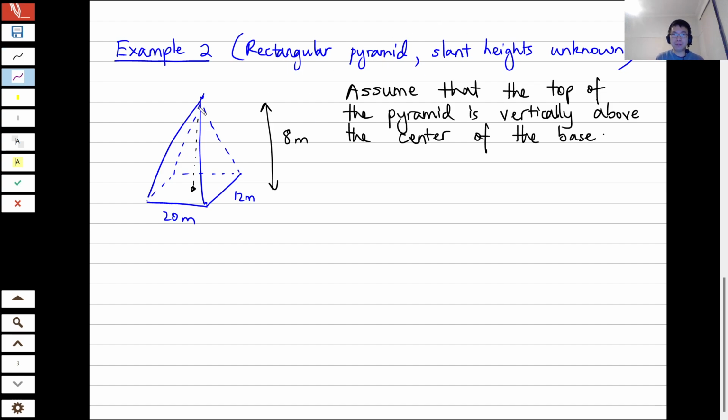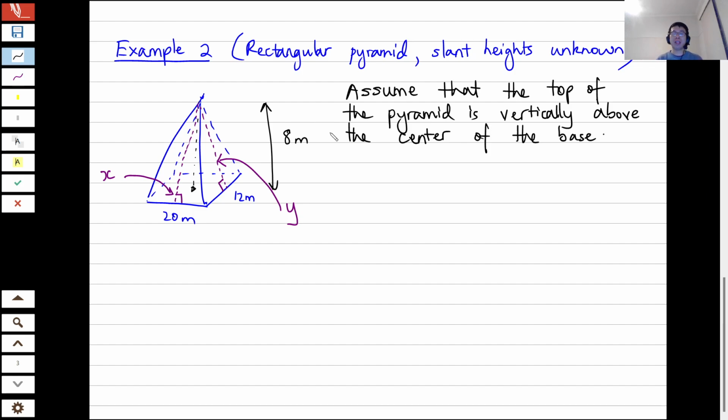So what I'm going to do is draw the slant heights in again, in purple, and I'm going to call this slant height X, and I'm going to call this slant height Y. The reason why I have to use two different slant heights is because this is a rectangle, 20 by 12 on the bottom. So I'm expecting that the slant heights will be different depending on the direction that I'm going up the pyramid.